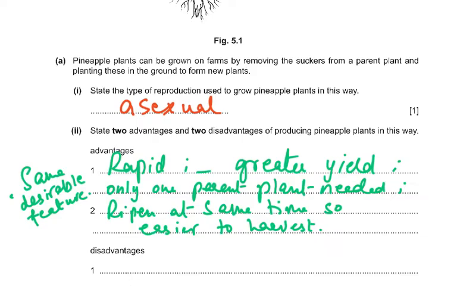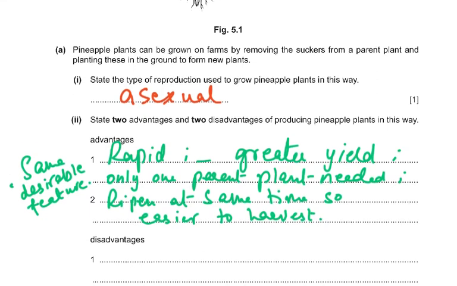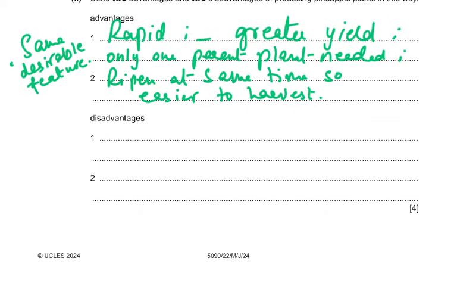This is very easy. You just take the cuttings and you just plant them. Greater yield, only one parent plant needed, ripen at the same time, so easier to harvest. And they all have the same desirable features. If the taste is good, then all of them taste the same. If they look nice, well, all of them look nice.